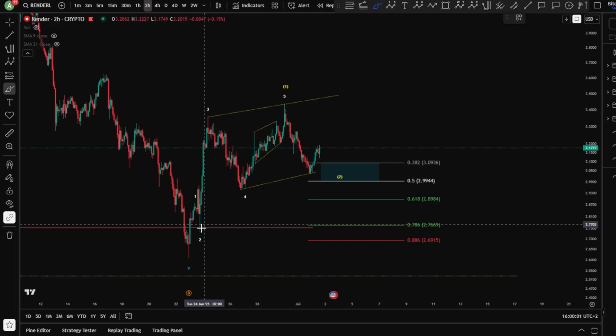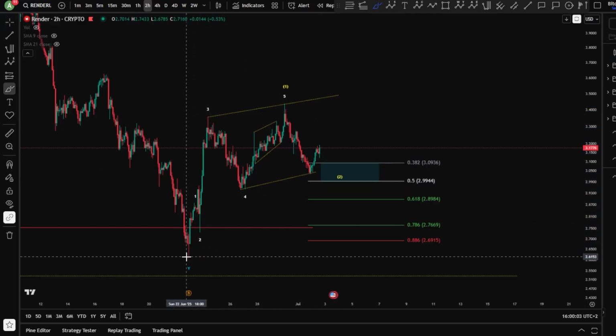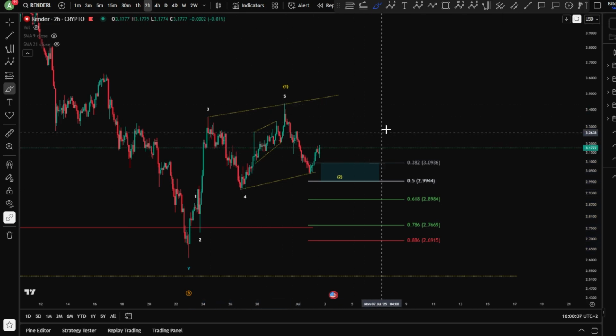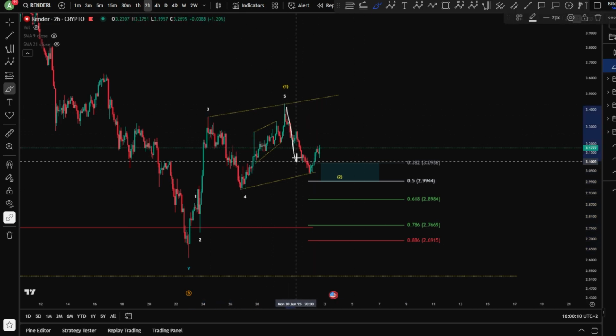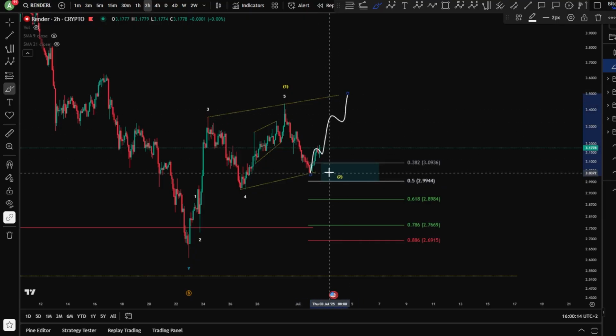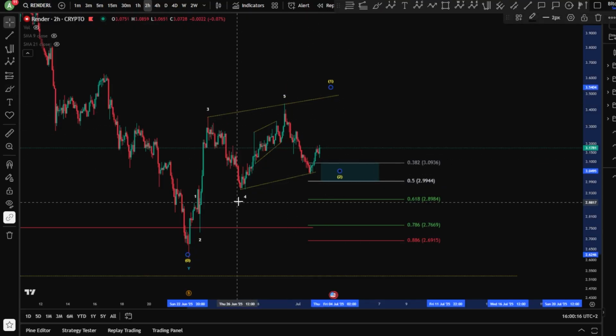In this case scenario, you have of course a zigzag, or it can be even an impulse 1, 2, 3, 4, 5 here, and another diagonal for 1, 2, 3, 4, 5, and potentially you would like to see after this correction a 1, 2, 3, 4, 5 for a wave 5 again to finish a wave 1.